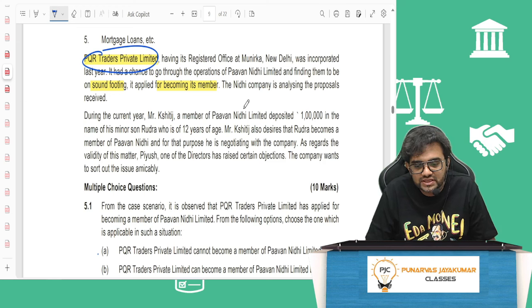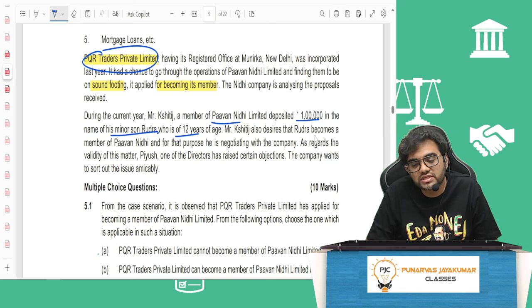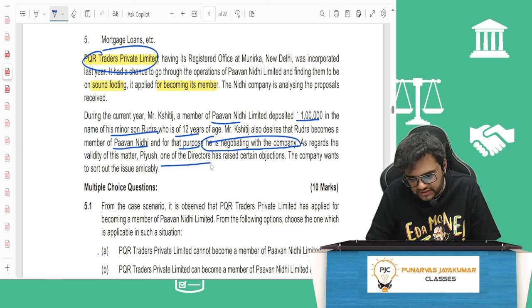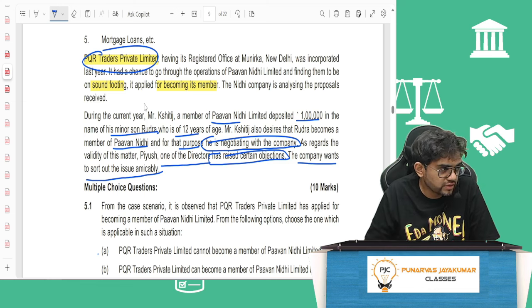The Nidhi company is analyzing the proposals. Proposal means this proposal, not anything else. During the current year, Mr. Shitij, member of Pawan Nidhi Limited, deposits 1 lakh in the name of his minor son Rudra, who is 12 years old. Mr. Shitij also desires that Rudra becomes a member of Pawan Nidhi, and for that purpose is negotiating with the company. As regards the validity of this matter, Piyush, one of the directors, has raised certain objections. The company wants to sort out the issue amicably, means in a friendly manner. So basically, he also wants to become a member. Is it possible or not?